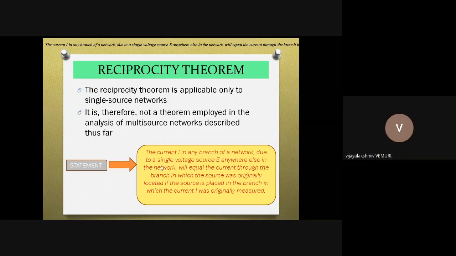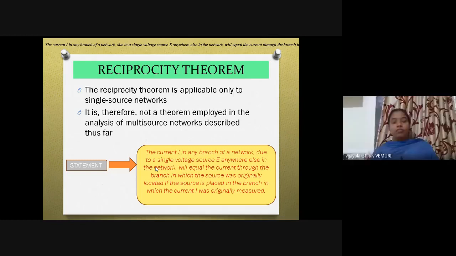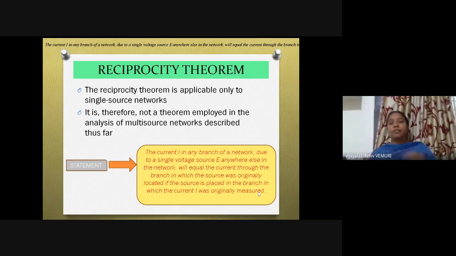If I have a network consisting of a source value in one mesh, and you are finding out current in another mesh, generally the current I in any branch of the network due to a single voltage source E anywhere else, whether it may be in the first mesh or the second mesh, will equal the current through the branch in which the source was originally located, if the source is placed in the branch in which the current I was originally measured.